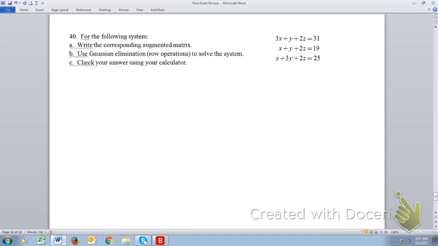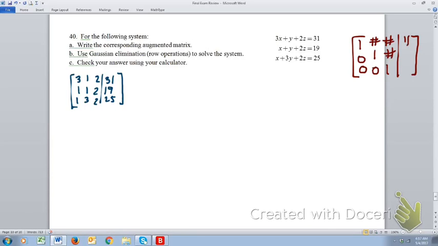So number 40, these are the ones that take a little bit of time. So let's go ahead and first write this as a matrix. Now we've got to remember we need to put it in this special form where we have 1s on the main diagonal and 0s below our 1s. So the first thing we need to do is get a 1 right in this spot here.